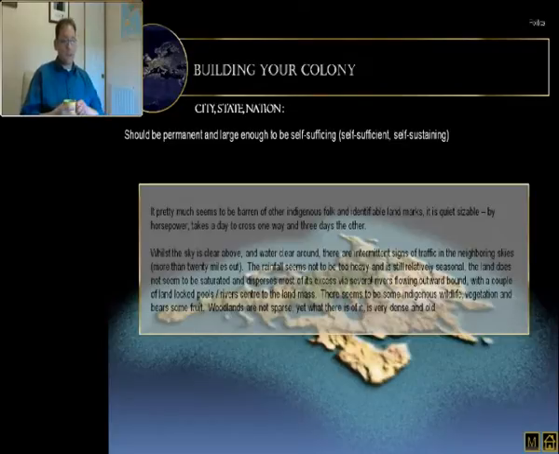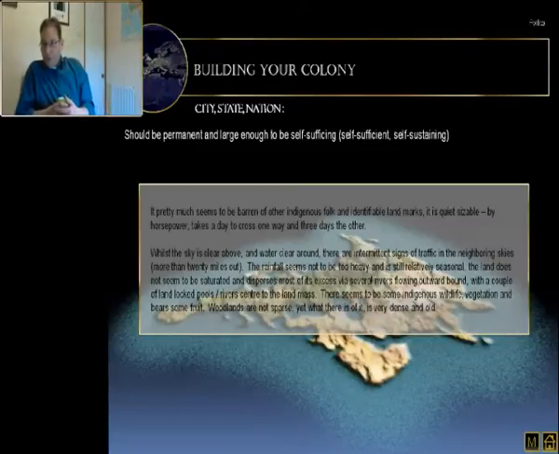We found our land. We believe it needs to be self-sustaining, self-sufficient. It pretty much seems to be barren, or otherwise free of indigenous folk and identifiable landmarks. It is quite sizable by horsepower. It takes a day across one way and three days the other. Whilst the sky is clear above and water clear around, there are intermittent signs of traffic in the neighbouring skies, more than 20 miles out. No other territories or anything like that.